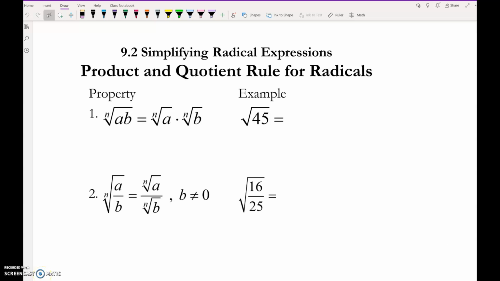Hey y'all, welcome to 9.2. We finna learn some math today. We're simplifying radical expressions. Let's get to this work.